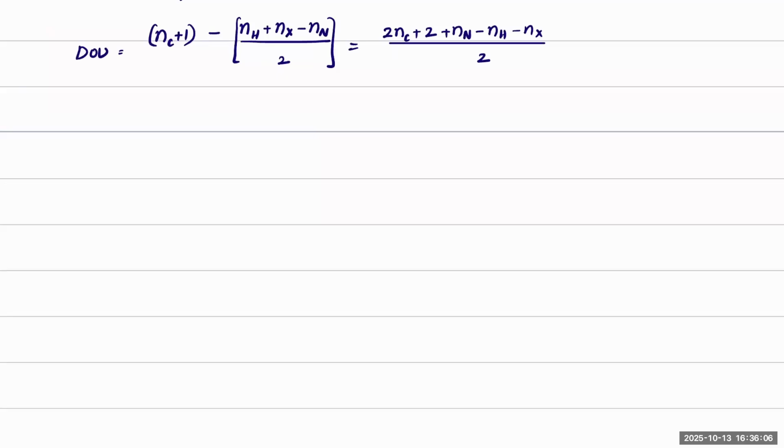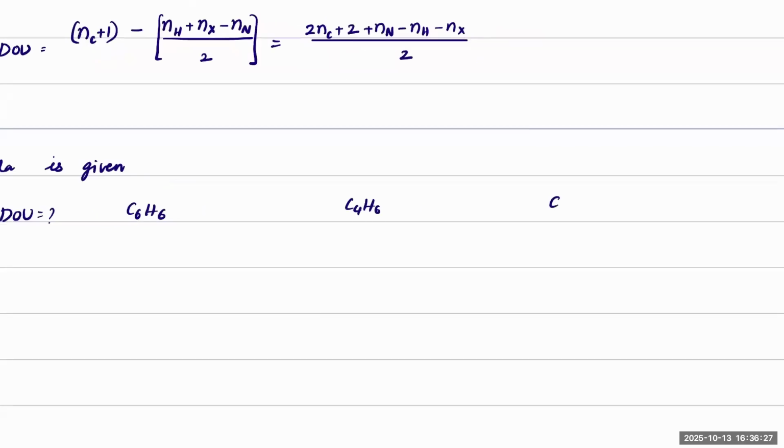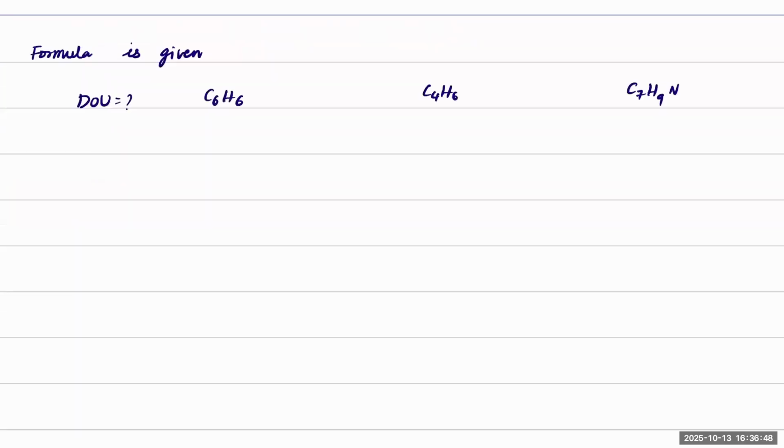So if a formula is given and DOU needs to be found, how do we check this? Benzene is C6H6. Suppose you have C4H6. Suppose I have C7H9N here, like this. Then notice what the DOU is in all of these cases.